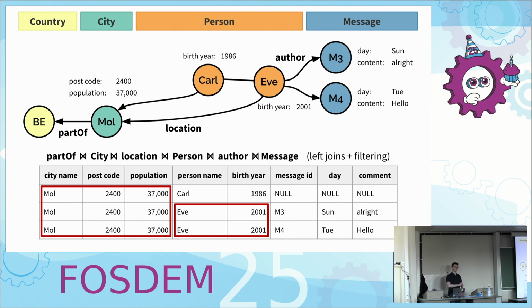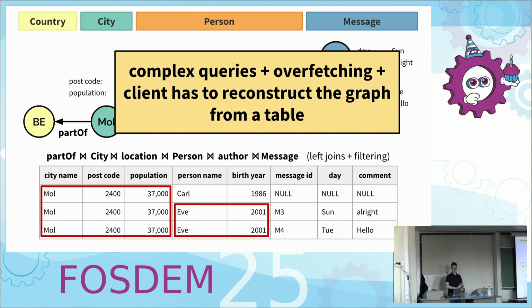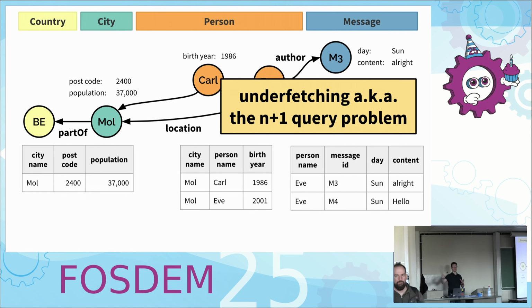It's also quite difficult to reconstruct the graph on the client side from all this data. This is known as the overfetching problem. You run complex queries, you overfetch, and then the client has to do extra work. So in practice, almost no one does this. What they do instead is that they do iterative round tripping. They first get the cities, they then get the people in the city, and then they get their messages. But this is known as underfetching because you don't get enough data to actually answer your problem. You end up doing n+1 iterations. You just always have to get more data and more data. This is expensive. You round trip on the network.